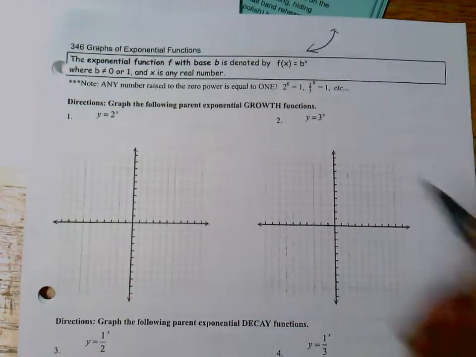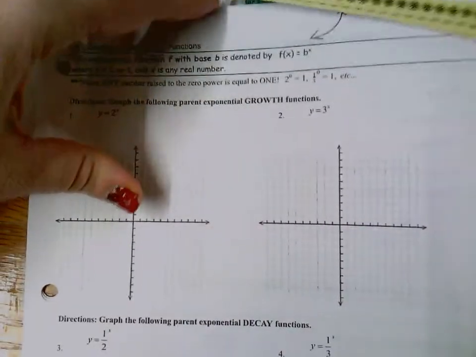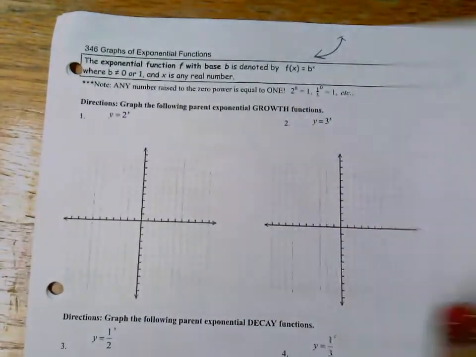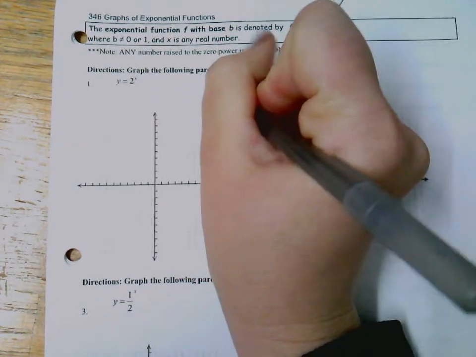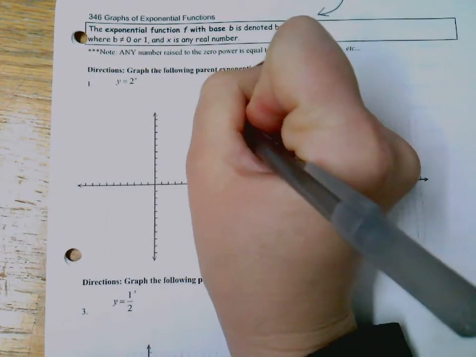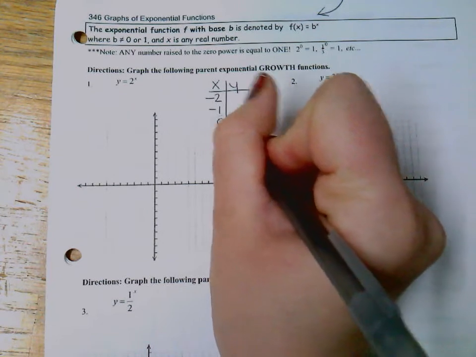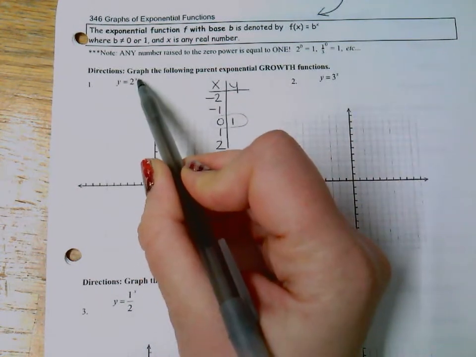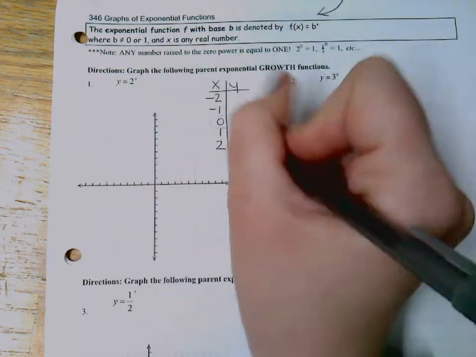So I'm going to create a table of values here. Okay, so for 2 to the x, let's create a table of values. Let's look at the values -2, -1, 0, 1, and 2. I'm going to start with the one I know. Anything to the 0 power is 1. So 2 raised to the 0 power is 1. How about 2 raised to the first power? 2 raised to the first power is 2. How about 2 squared? 2 squared is 4.